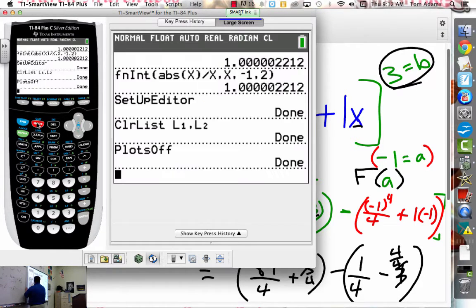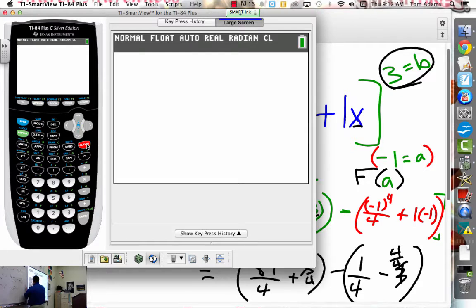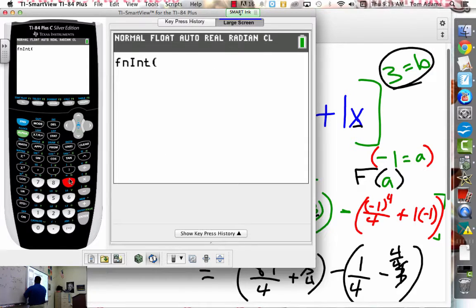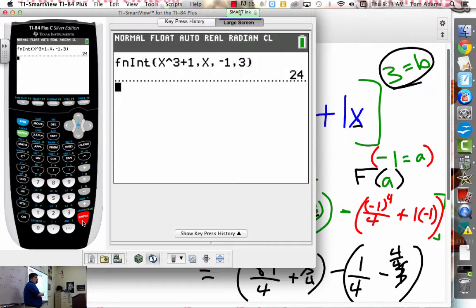Another way to double check it is to hit the math catalog, this function integral, which is option number 9. I plug in the function x cubed plus 1, comma, evaluate with respect to x, my lower limit is negative 1, my upper limit is 3, making sure I put a comma between everything. I should get 24, yep. Does that make sense? Any questions? No? Okay, good.